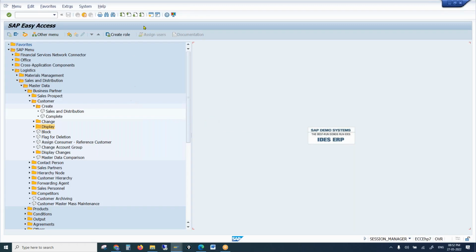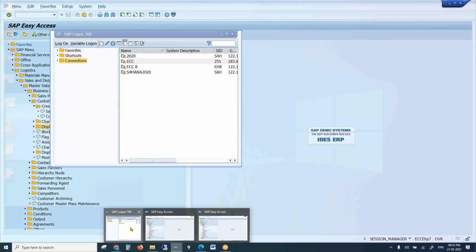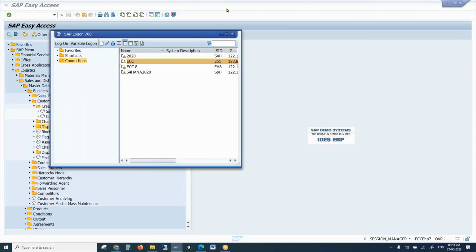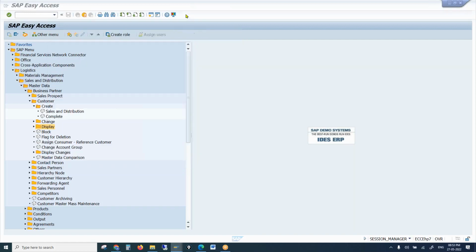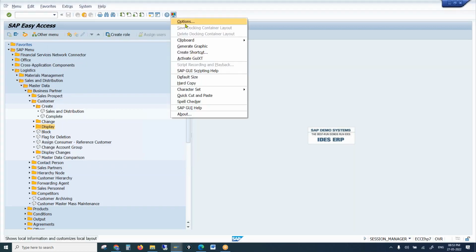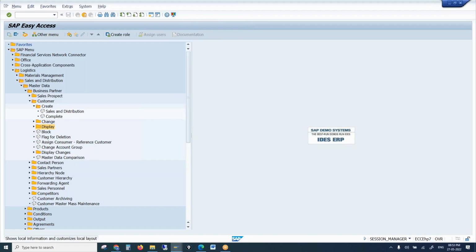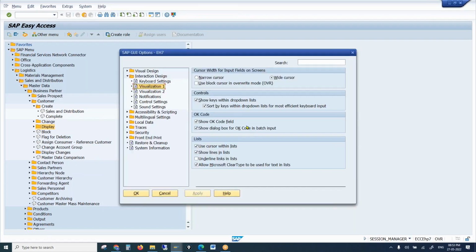If you want to open a new window, this is the icon. But I hope your UI, what you are seeing, may not be like this. This is still 740. What version is this? 760. Then why is it showing this? One moment. Yeah, you will be practicing on 760 or 770. One moment. The screen should not look like this actually.